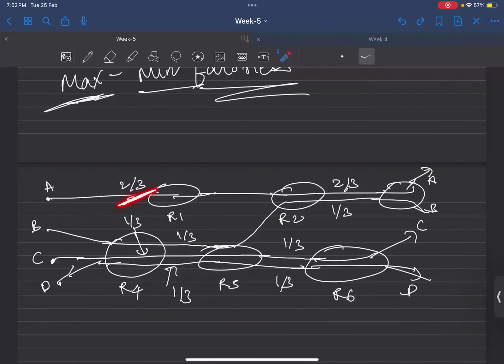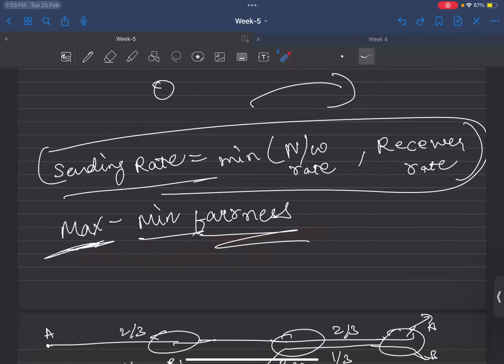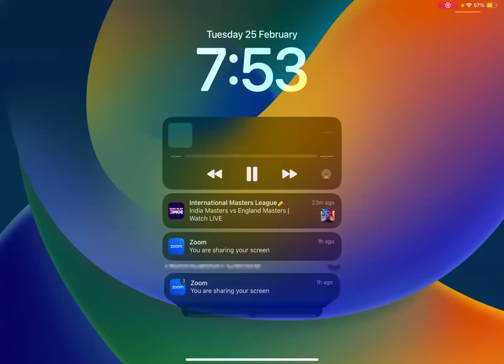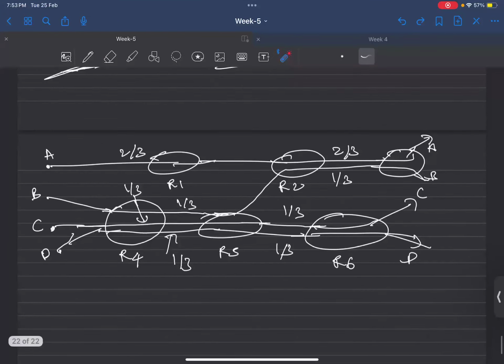And suppose I want to increase it. So what to do? I want to increase this 2 by 3rd. Now what can I do? Increase by how much? I can say 2.5 or so. So I have to decrease this, because the total capacity is 1. Suppose 2 by 3 plus 1 by 3 is equal to 1. So I have to decrease this in order to increase this. That is basically maximum fairness. What does it mean? That in order to increase one, I have to decrease the other one. Got the concept? Yes, ma'am.